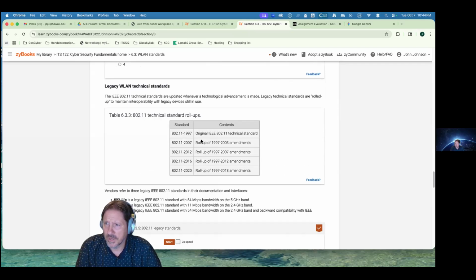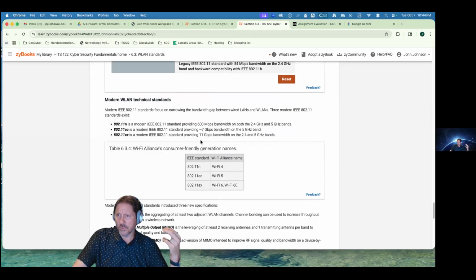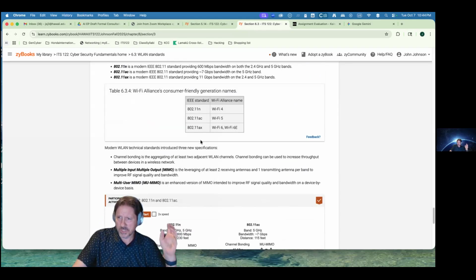Then we've got the legacy A, B, and G, and we've got the newer ones, which are N, AC, and AX. And we talk about the new technologies, which are channel bonding, MIMO, and MU-MIMO.